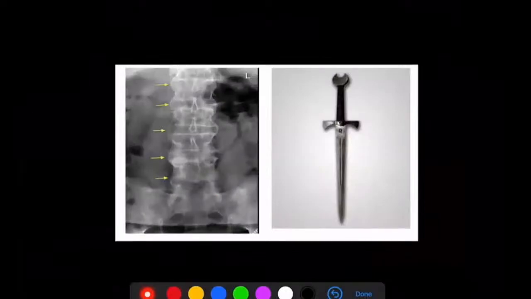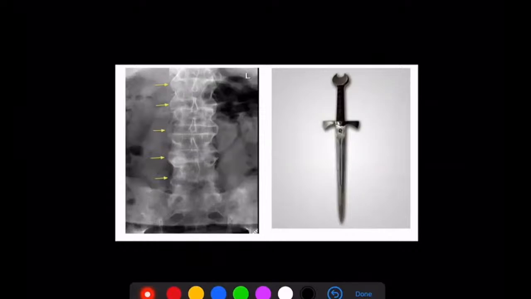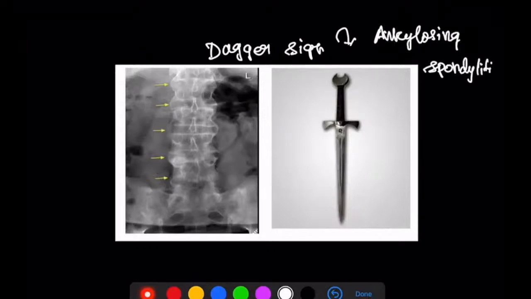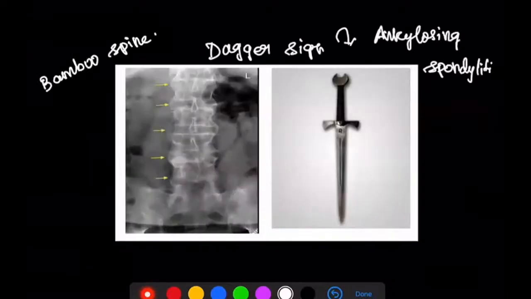You have the image of the vertebrae and you have a sword. Sir, can you help me? What is the answer? This is the dagger sign or the sword sign seen in ankylosing spondylitis. What is the other important sign seen with ankylosing spondylitis of the vertebra? Bamboo spine. Very good. So this is ankylosing spondylitis.